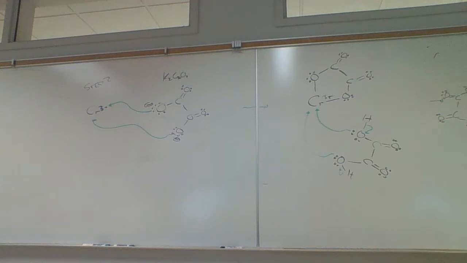And what we end up with is called an octahedral complex. The structure is octahedral. And to complete this octahedral, we only need 3 oxalates, not 6 oxalates, because oxalate is a bidentate ligand. So 3 oxalates will bond 6 places. So here's 2.